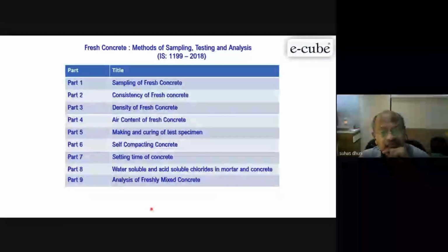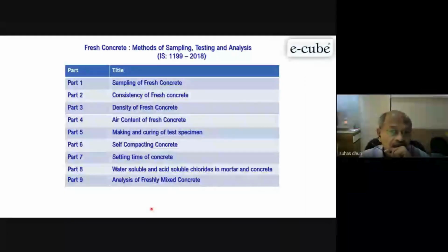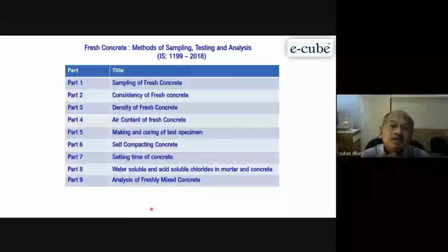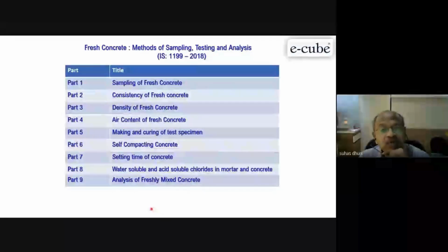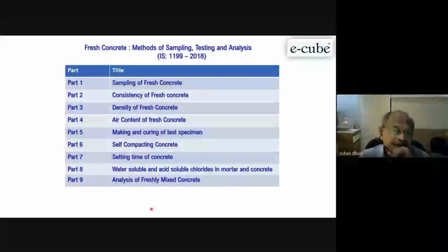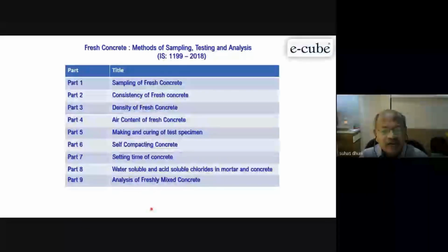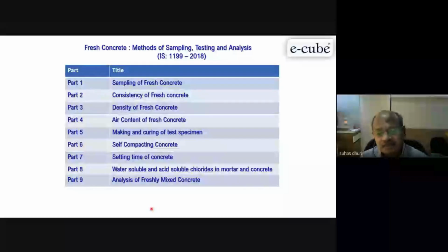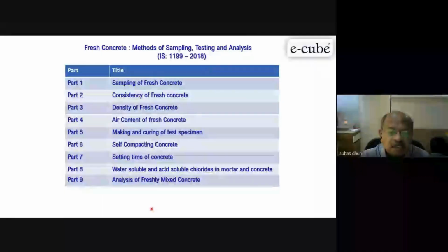Then setting time of concrete, as I discussed earlier. Earlier it was IS code 8142. Now they have introduced it under fresh concrete, IS 1199. Then water soluble and acid soluble chloride, which is responsible for corrosion of the steel, and analysis of freshly mixed concrete. That's the method where you can find out approximately the cement content, binder content and aggregate ratio on the fresh mix itself. So that is also one of the methods given for making good concrete.